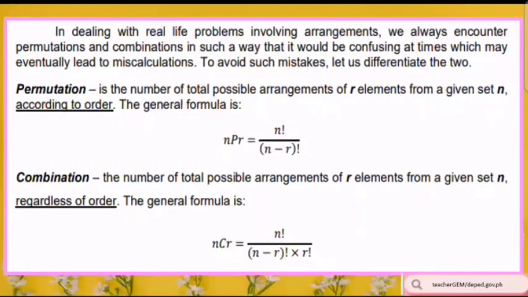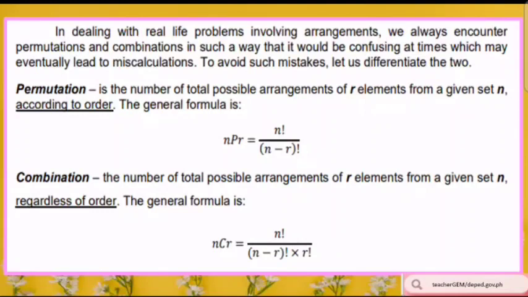We always encounter permutation and combination in such a way that it can be confusing at times. Some of you get confused whether the problem illustrates permutation or combination, which may eventually lead to miscalculation. To avoid such mistakes, let us differentiate the two. Permutation is the number of total possible arrangements of r elements given in a set of n according to order. That is the main word we should always remember: according to order.